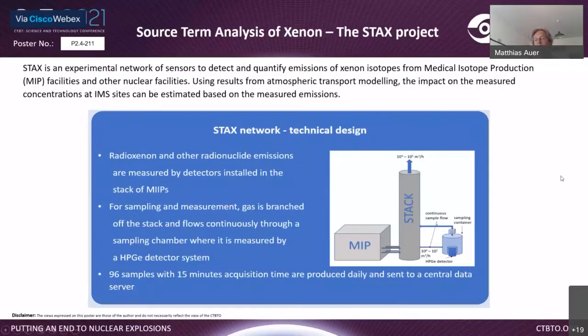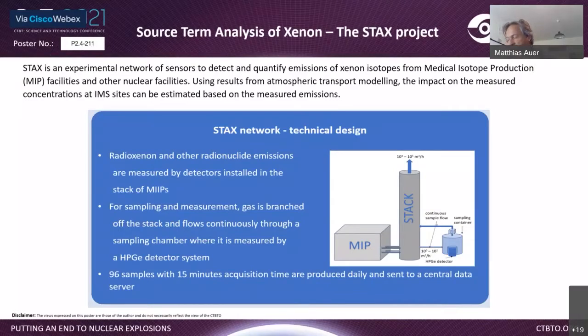Yeah, perfect, thank you. Okay, so this is a poster on the STAX project. STAX stands for Source Term Analysis of Xenon. There have been a few presentations yesterday and already in the posters today where this project was referred to. STAX is an experimental network to detect emissions from medical isotope production facilities, and the measurements are done right at the stack. The idea is that the data can be used to better characterize and understand the detected measurements at the IMS stations, for example, by simulating expected concentrations at IMS stations, so as to estimate the impact of isotope production facilities on IMS stations. This poster focuses not on the data itself.